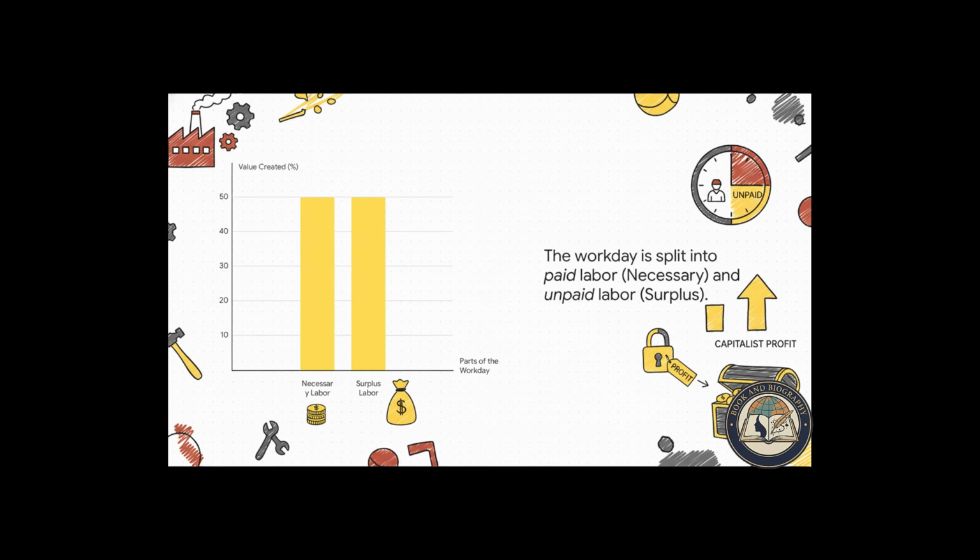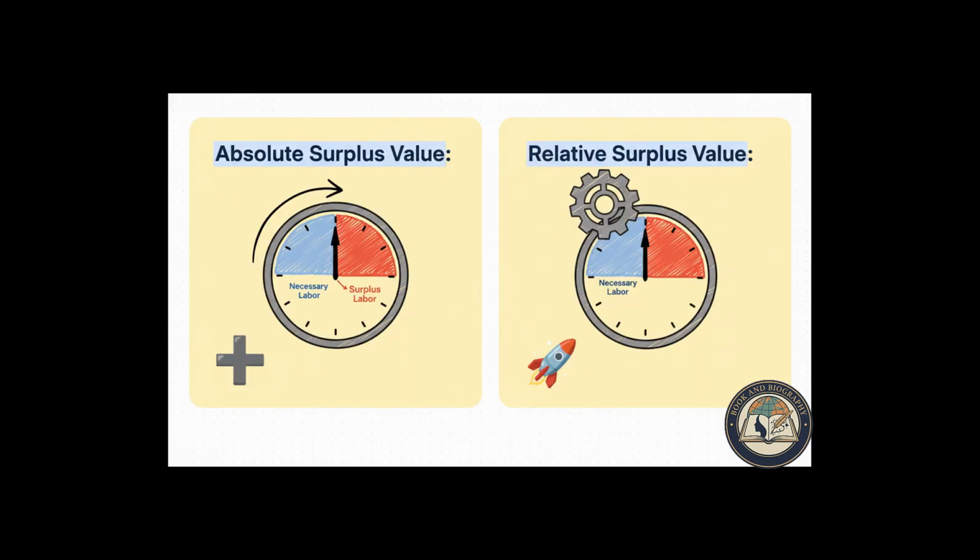For the first part of the day, which Marx calls necessary labor, the worker creates enough value to cover their own wage. So, if their wage is worth, say, 4 hours of work, by lunchtime they've basically paid for themselves, but they don't go home, do they? The rest of the day is what Marx calls surplus labor. Every bit of value they create during that second half of the day is unpaid, and it goes directly to the capitalist. That is surplus value. That is profit.